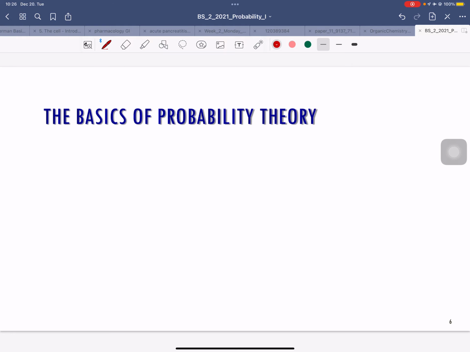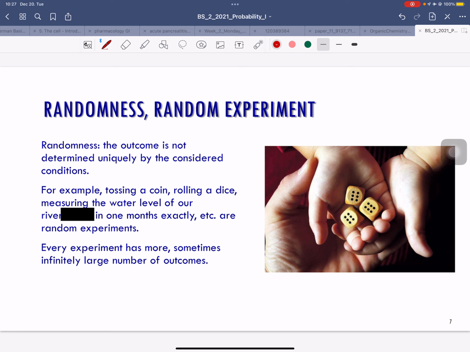The basics of probability theory. The first thing about probability is randomness and the random experiment. We have many examples. For example, rolling a die, we have six possibilities. Randomness means the outcome is not determined uniquely by the considered conditions. For example, tossing a coin, the probability is one half, one to two. Rolling a die, every possibility from the six numbers is one to six. Another example is measuring the water level in the river every month.